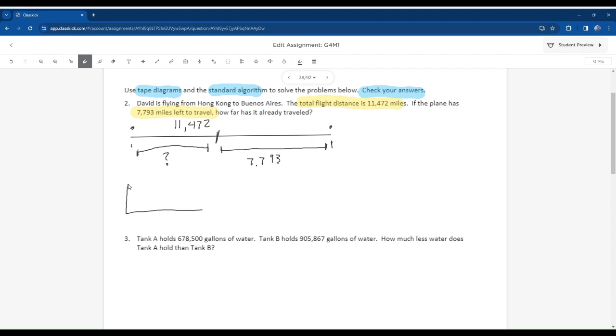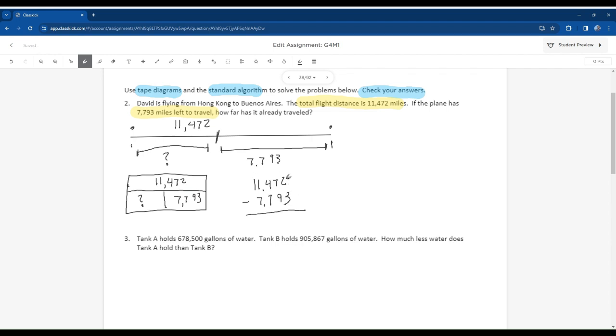And I'll do that down here, where the total flight distance is 11,472 miles. They already traveled some part of it, and there's 7,793 miles left to travel. We'll use subtraction to find our missing part here. So 11,472 minus 7,793.